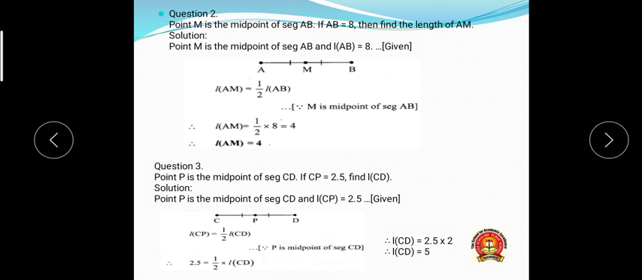So in this way you have to calculate. All these questions you have to write properly in your notebook, and all the concepts you have to learn.